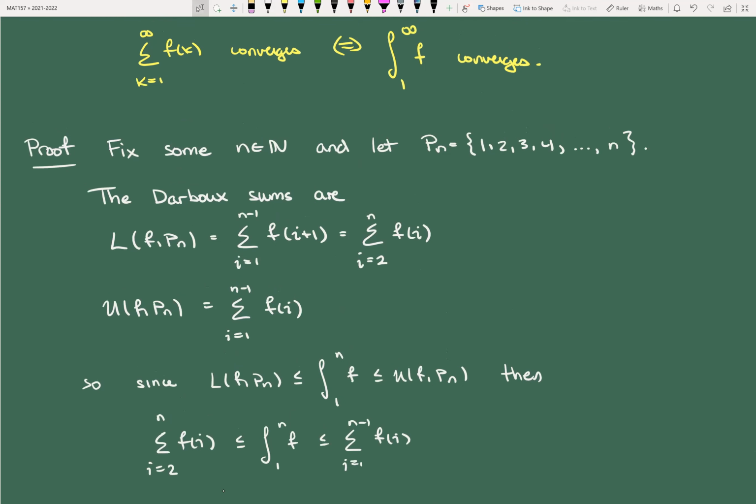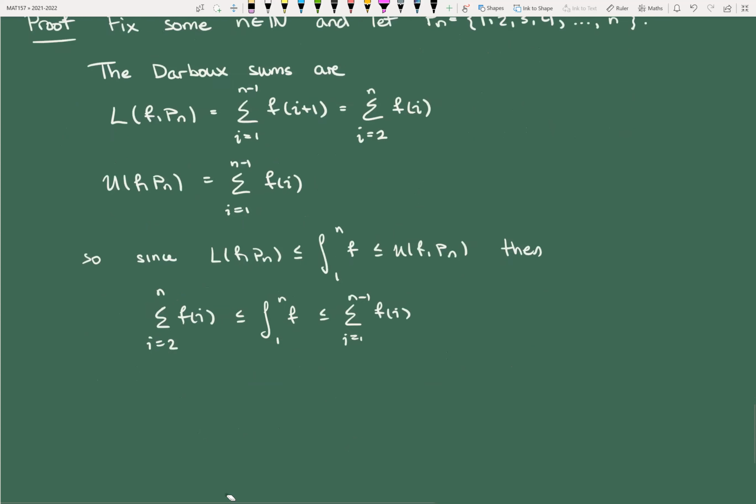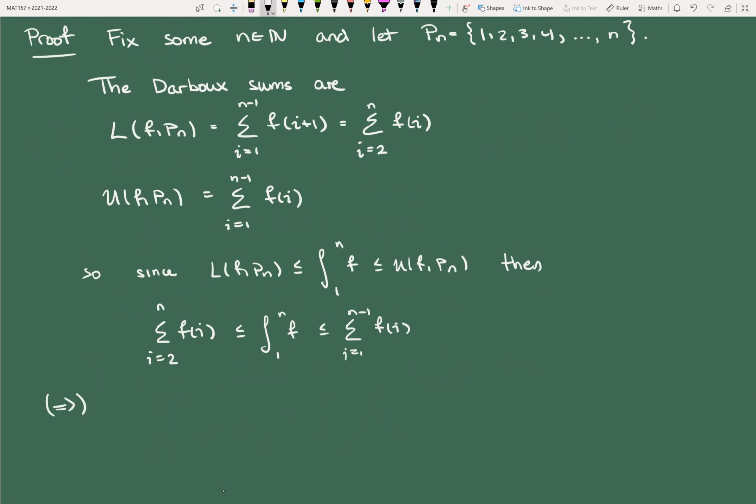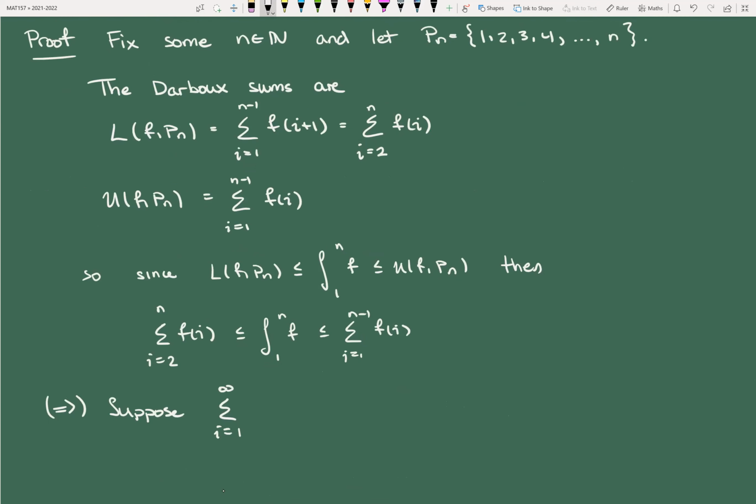So if we look at the top of the screen here, we want to show the series converges if and only if the integral converges. And if you look at the bottom of the screen, we basically have a series of inequalities between the improper integral and the series. If we assume the series converges, we're going to use this inequality to bound the integral. And if we assume the integral converges, we're going to use this inequality to bound the series, right? That's the gist of it. Okay, so suppose the series converges. Did I start my sums at 1? Yes, I did. Okay, so we're going to assume that the series converges.